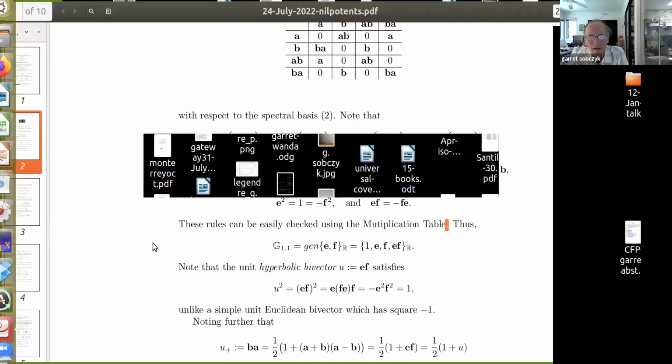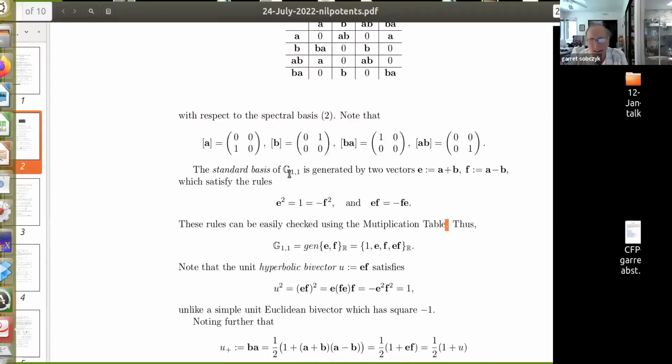Okay, these rules. But okay, notice this now. The standard basis of the geometric algebra G11 is generated by 2 vectors, which I define in terms of A and B. Okay, so I define E equal to A plus B and F equal to A minus B. And you can easily check from, again, this multiplication table that E squared is equal to 1 and F squared is equal to -1.